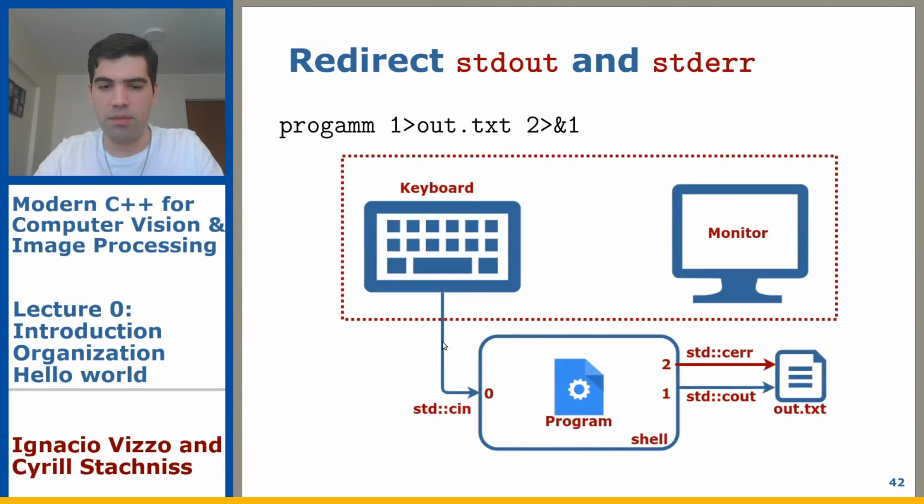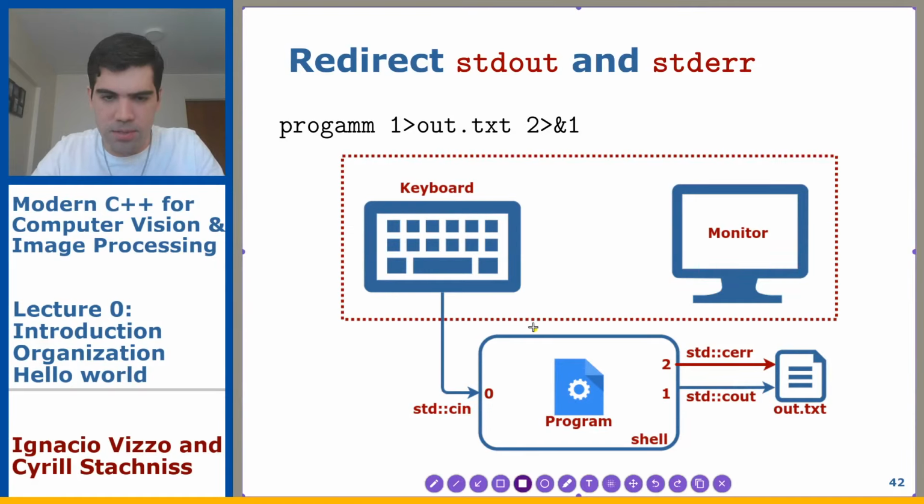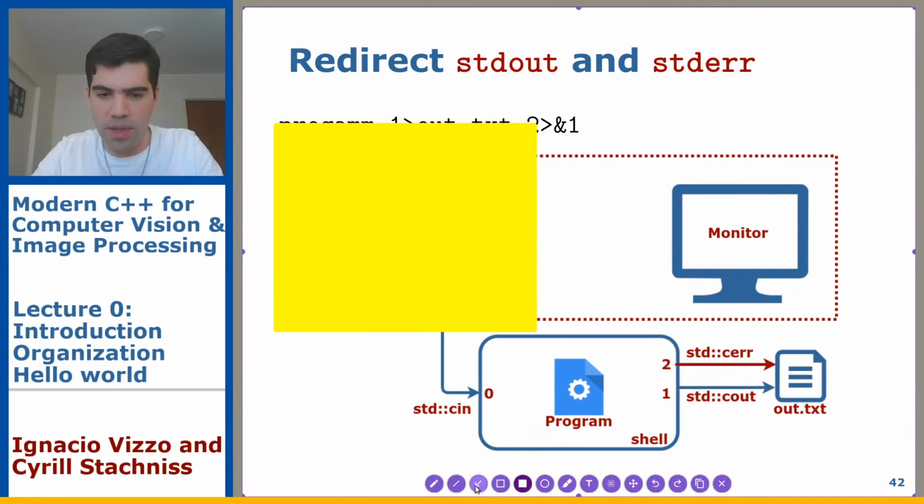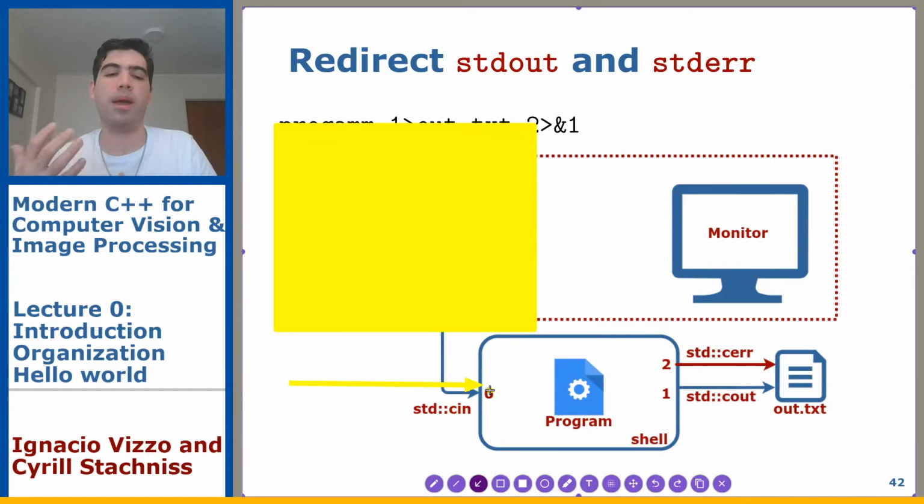So if you go to this example and remove this, this is where the standard input will come from when you do piping from another program. So you're not taking the input from the keyboard itself, but from the output of another program.